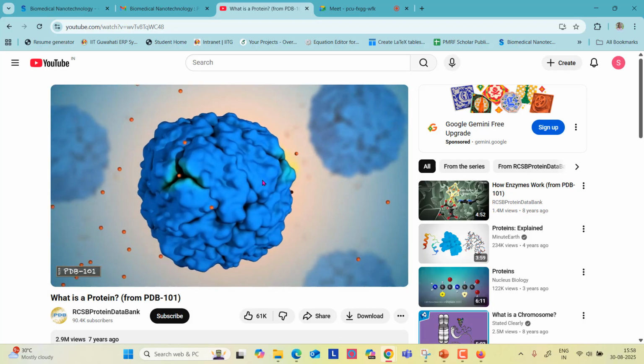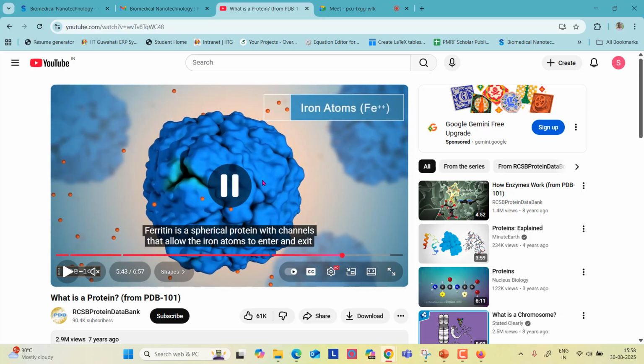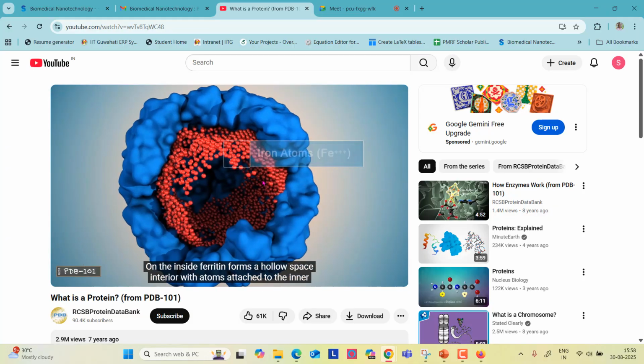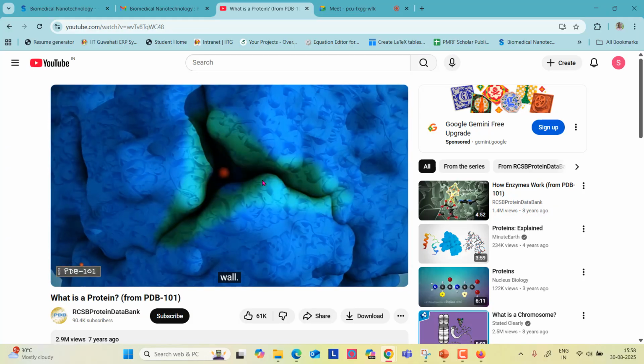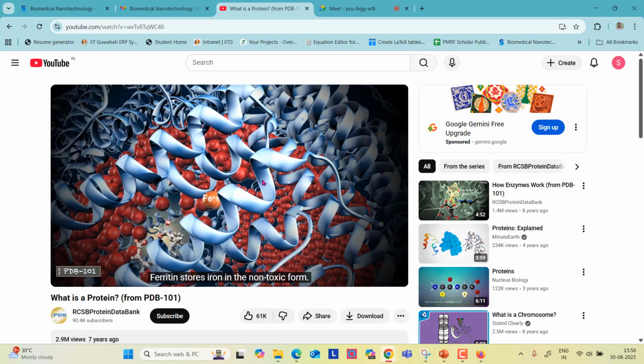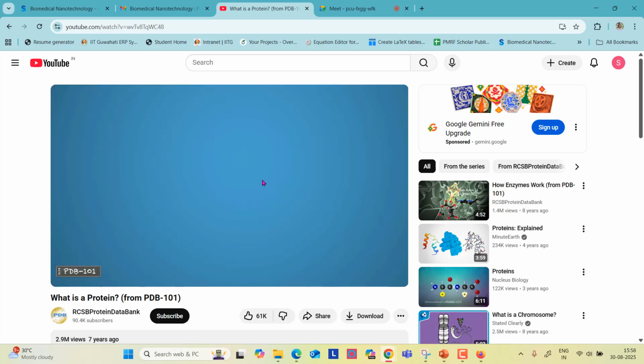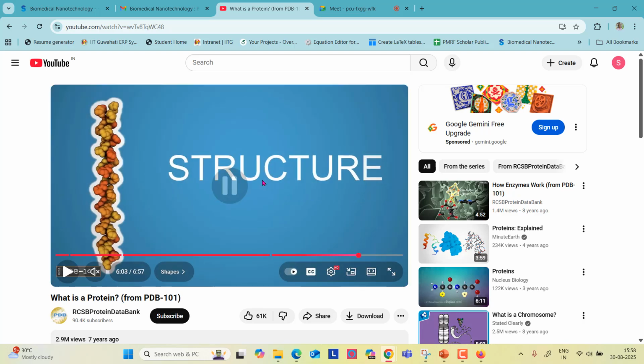Next, how it stores. Ferritin is a spherical protein with channels that allow the iron atoms to enter and exit. On the inside, ferritin stores iron in a non-toxic form. Okay, so this is the advantage of protein.